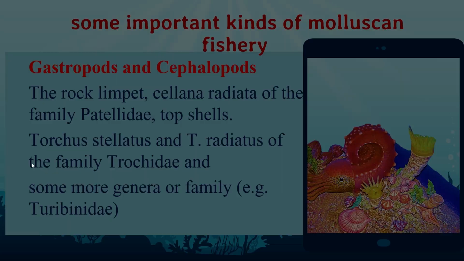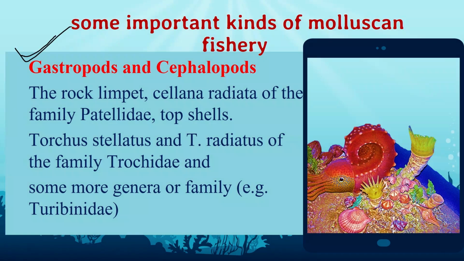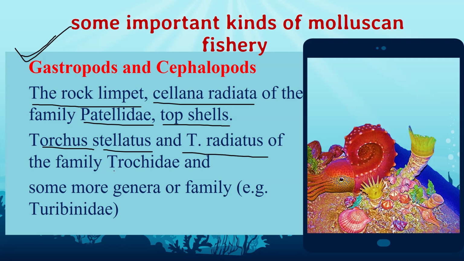Then again about gastropods and cephalopods. Demand for consumption of gastropods and cephalopods is not high in India, the same being limited to occasional use by poor class people including fishermen of coastal areas. The rock limpet Cellana radiata of the family Patellidae, top shells Trochus stellatus and Trochus radiatus of the family Trochidae, and some more genera or families like Turbinidae are collected by manual labor from the sea coast area of Palk Bay, Gulf of Mannar, Gulf of Kutch, and extensive beds in Andaman and Nicobar Islands.